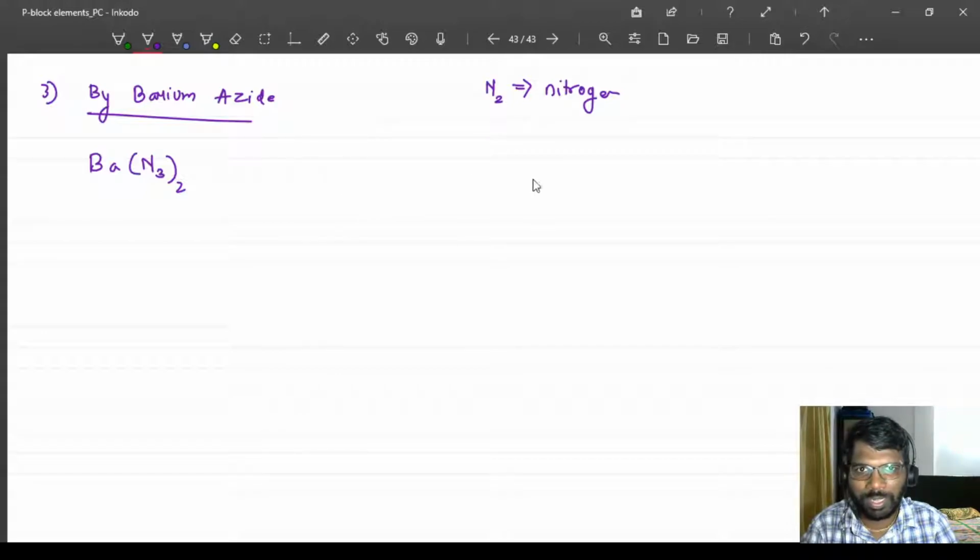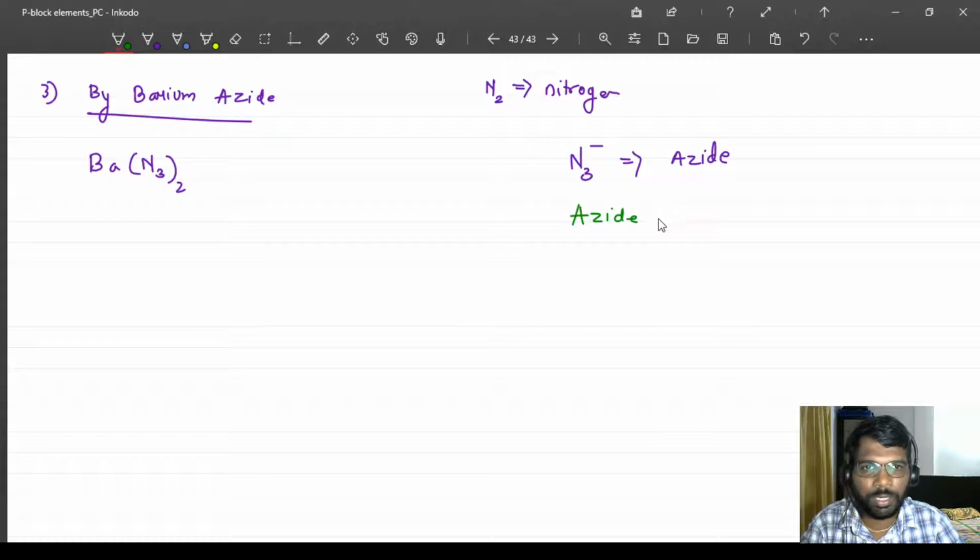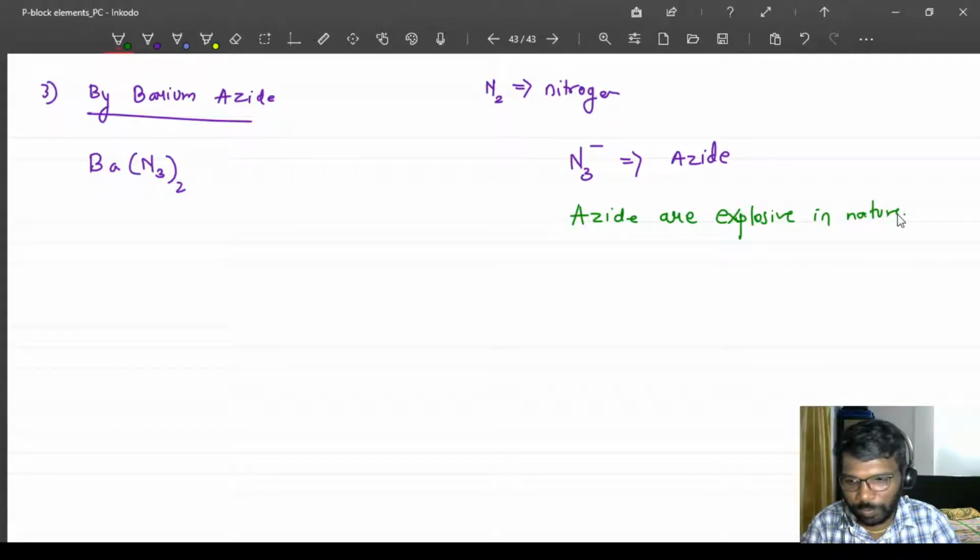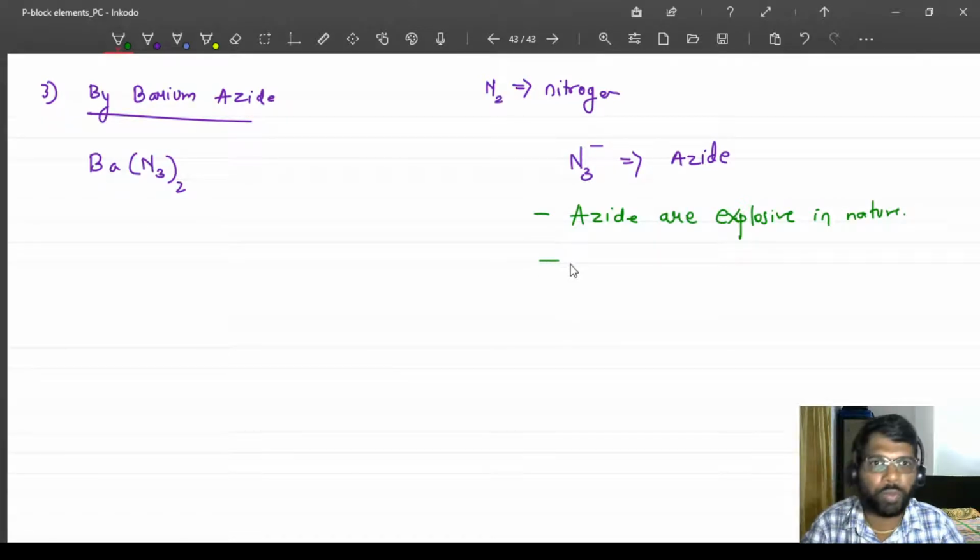So, let us understand what is azide. Azide is this N3 minus. There is a charge of minus one. A very significant characteristic of azides is that azides are explosive. Okay, it is explosive in nature. So if we prepare nitrogen from this, the best advantage is that we get it in a very pure form.